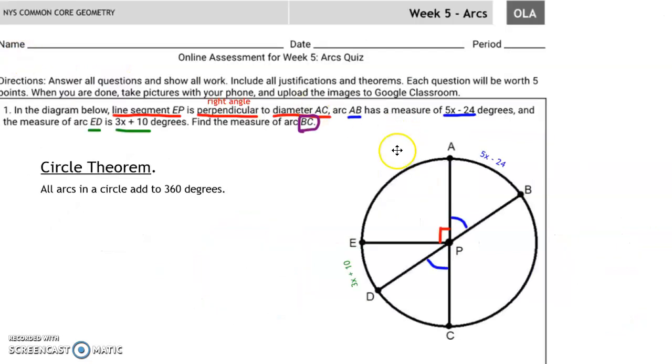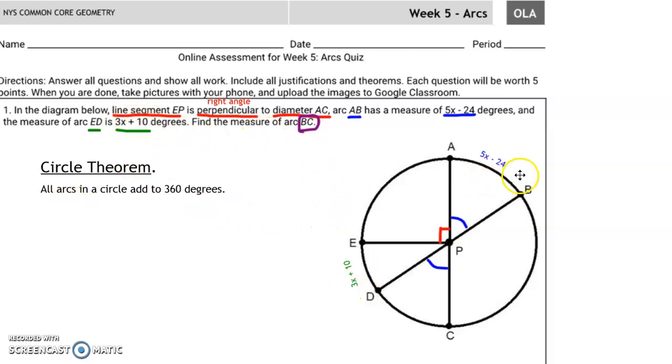Let's take a look at the first question here. It asks you to find the measure of arc BC. In order to do that, you have to take a look at the diagram and label it up, and I've labeled it for you. It tells us that line segment EP is perpendicular to diameter AC, which means there's a right angle here. It also tells us that arc AB has a measure of 5x minus 24, which is labeled here, and 3x plus 10 for ED, that's labeled here.